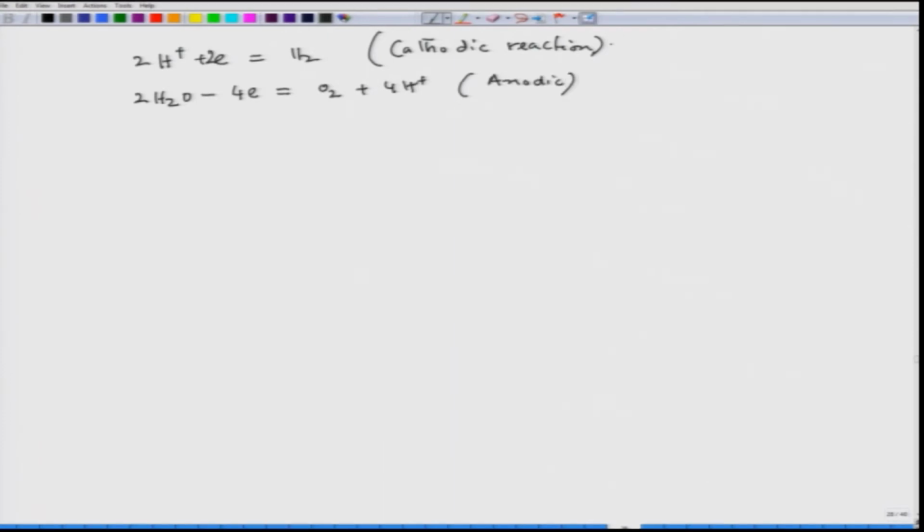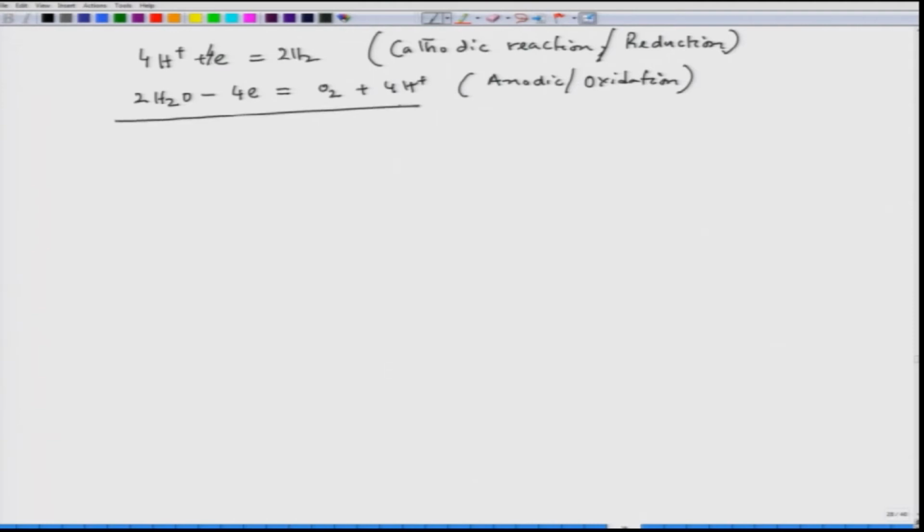We can also say that this is reduction, and this is oxidation. Now, if I multiply this top equation by 2, so it becomes 4, this is also 4, this is 2.